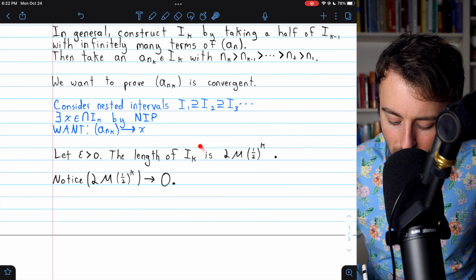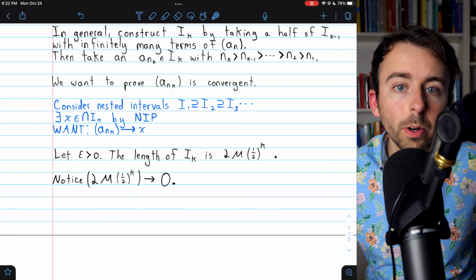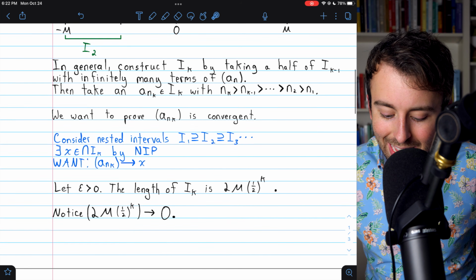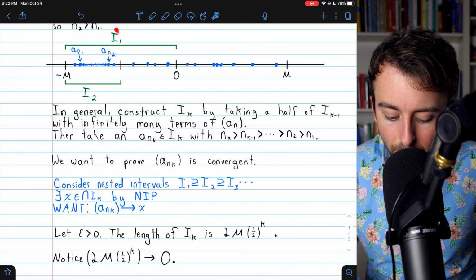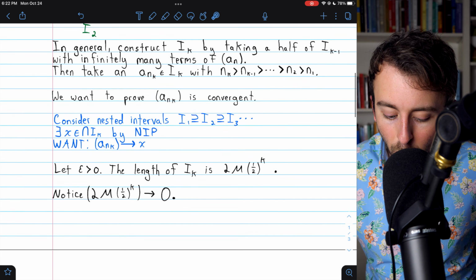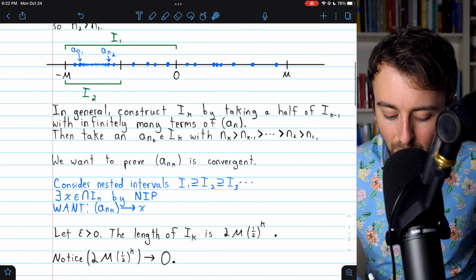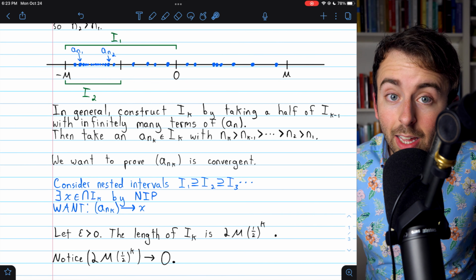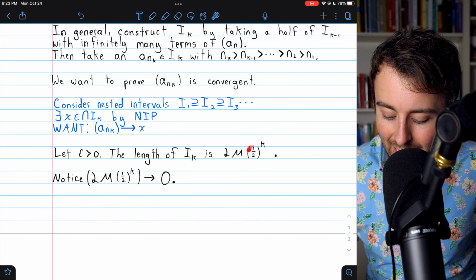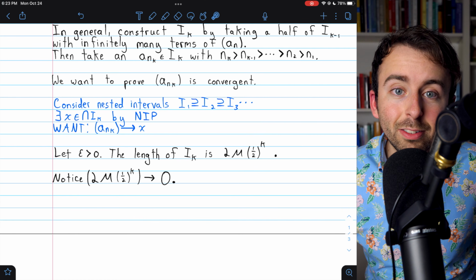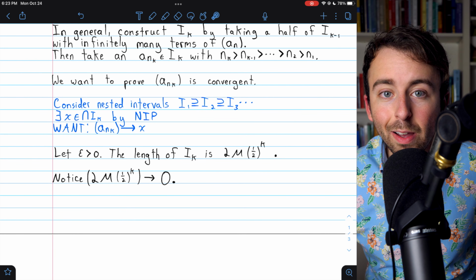Well, the length of each interval I_k is simply 2 times m times 1/2 to the power of k. Because, for example, we began with this whole interval from negative m to m, but to get our first interval, I1, we cut that in half. So when you let k equal 1, we get 2 times m times 1/2. And so the length of our first interval was just m. And then, of course, after that, continuing, each interval is just half the size of the previous one, and you can see how this half will just be getting raised to an increasingly large power. So the length of each I_k is just 2m times half to the k.